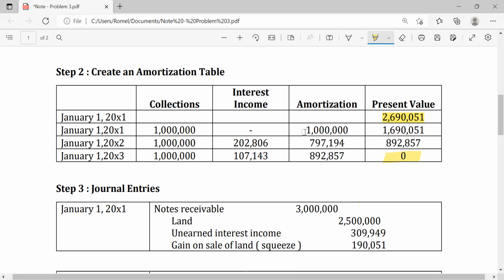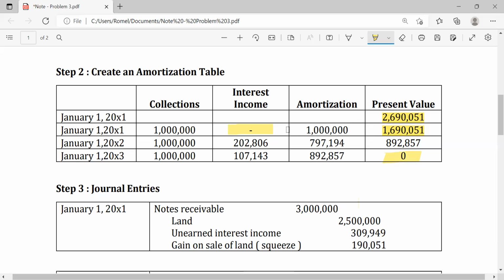So that's why on January 1, 20x1, kasi makokolekta na natin ang 1 million pesos, we will deduct this. We will deduct 1 million pesos to 2,690,051. Therefore, the present value by January 1, 20x1 is 1,690,051. Okay. Probably you're asking, Sir, bakit walang interest income dito, sir? Bakit at the first collection, bakit walang interest income?